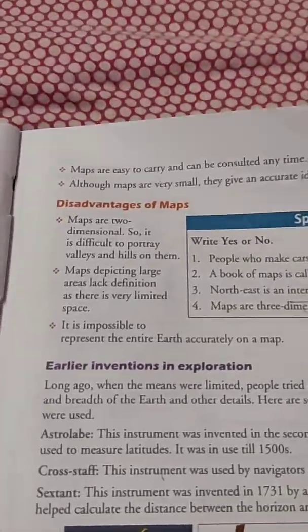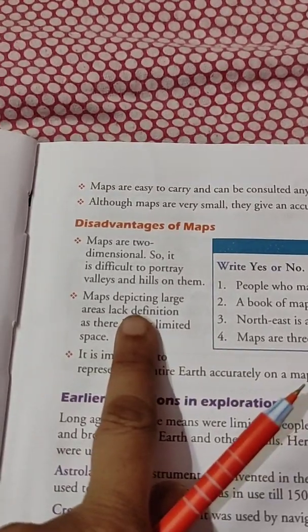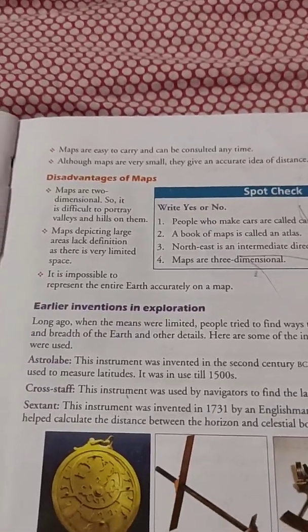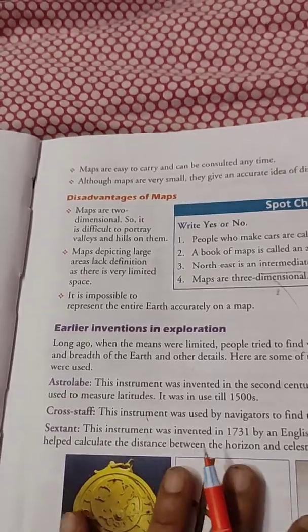So today we have gone through the advantages of maps and disadvantages of maps. And then afterwards, what is left now? Earlier inventions in explorations. It means what were the earlier things which the people, or the voyagers, used to go on a long journey. Okay, so that is the last thing.